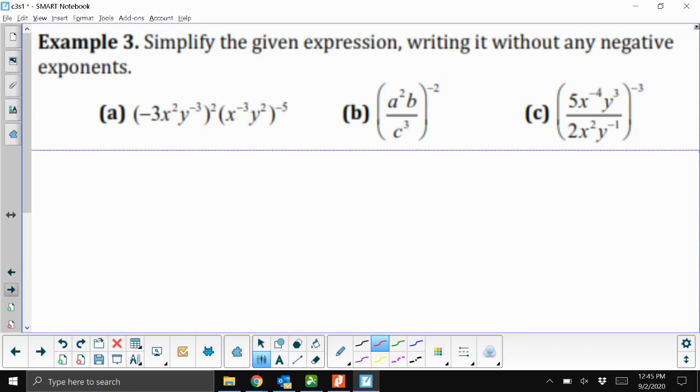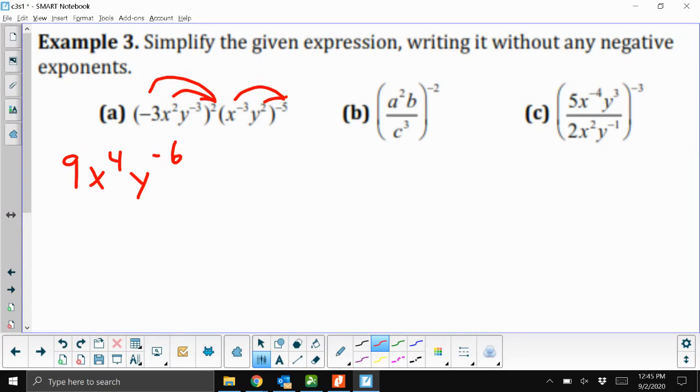All right, so these are getting a little more involved. And we just got to take our time and make sure we don't make any little mistakes. So I'm going to start off with this guy here. We distribute the square through to everything. So negative 3 squared. So negative 3 times negative 3 is positive 9. And then we have x squared squared. 2 times 2 is 4. Now we got y to the negative 3 squared. Negative 3 times 2 is negative 6.